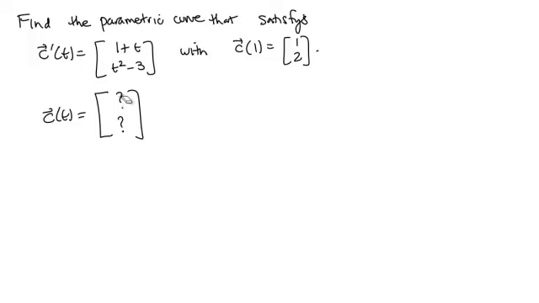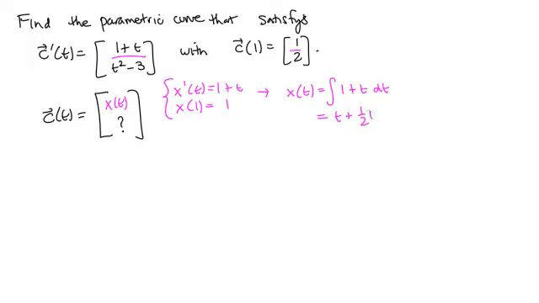Whatever this first component is, x of t, we know two things about it. We know that x prime of t is equal to 1 plus t, and we know that x of 1 has to be 1. With these two pieces right here, we have more than enough calculus to figure it out. If the derivative of x of t is 1 plus t, then I know that x of t has to be an antiderivative of 1 plus t. So if we integrate this, we're going to get t plus 1 half t squared plus an integration constant. So any antiderivative of 1 plus t takes the following form.